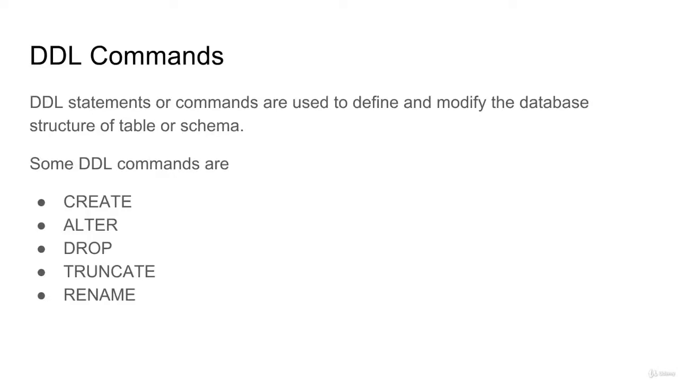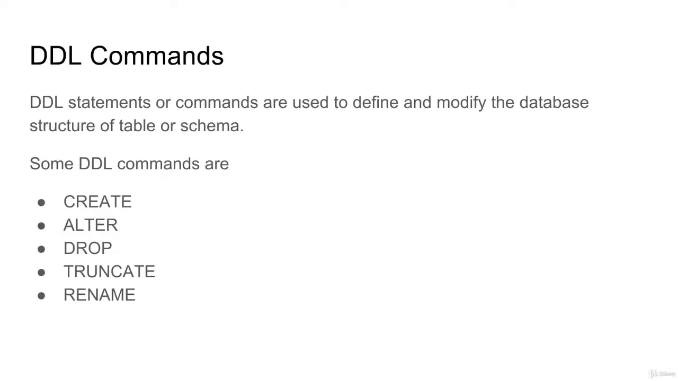So if you just read it over here, DDL statements or commands are used to define and modify the database structure of table or schema. So they are either used to create a table, or to alter the structure of a table, or there can be some other database structures, database objects which we create or alter. And for that purpose, we use DDL commands. Some of the DDL commands are create, alter, drop, truncate, rename. So let us try to explore and learn all these DDL commands.